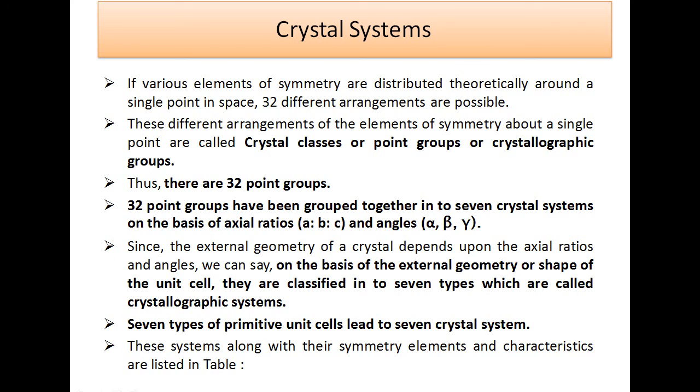If the various elements of symmetry are distributed theoretically around a single point in space, 32 different arrangements are possible. These different arrangements are known as point groups, crystal classes or crystallographic groups. So these 32 point groups are further grouped into 7 crystal systems on the basis of axial ratio and angles.